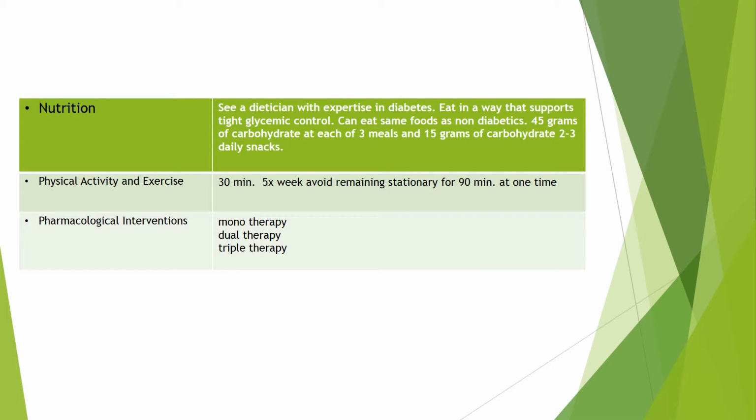So one of the ways in which we can help control the disease of diabetes is through nutrition. It's recommended by the American Diabetic Association that a person with diabetes goes to see a dietitian who is expert in diabetes. It's recommended that a person eats in a way that supports tight glycemic control, meaning keeps their blood glucose levels close to their target.